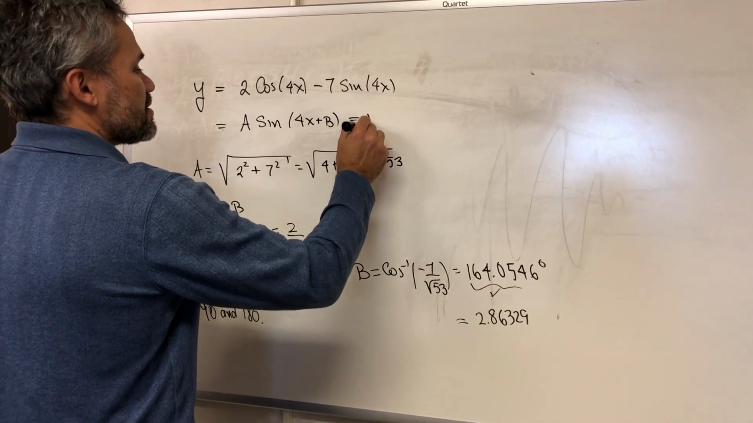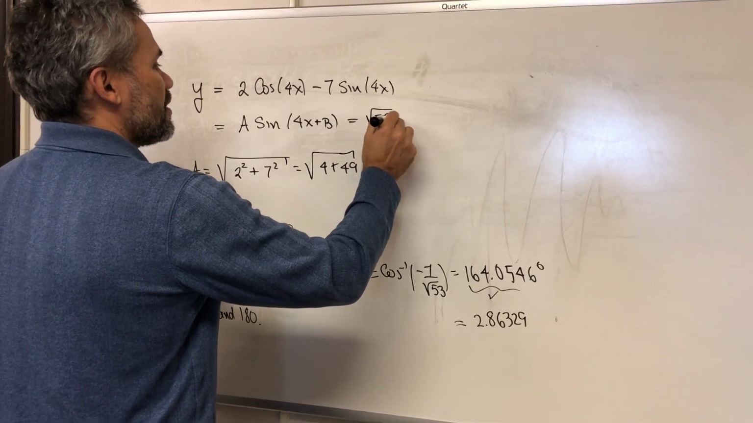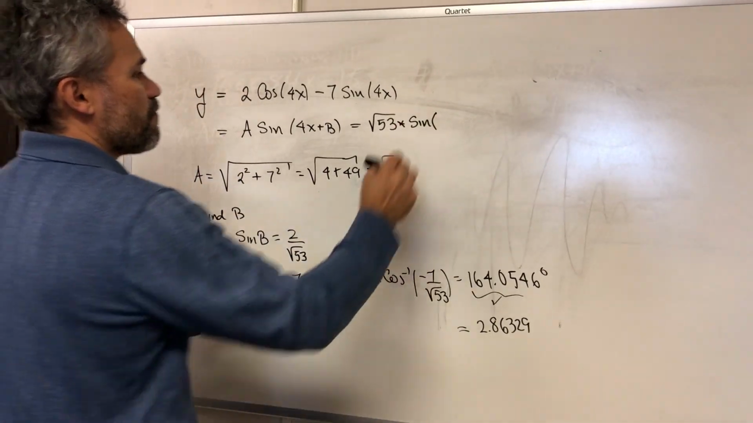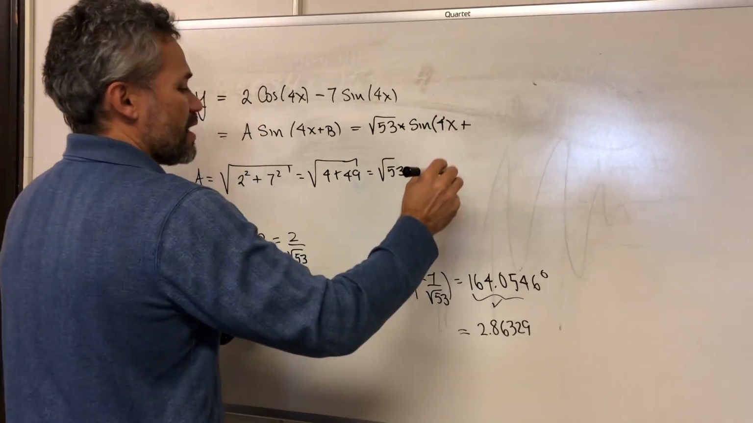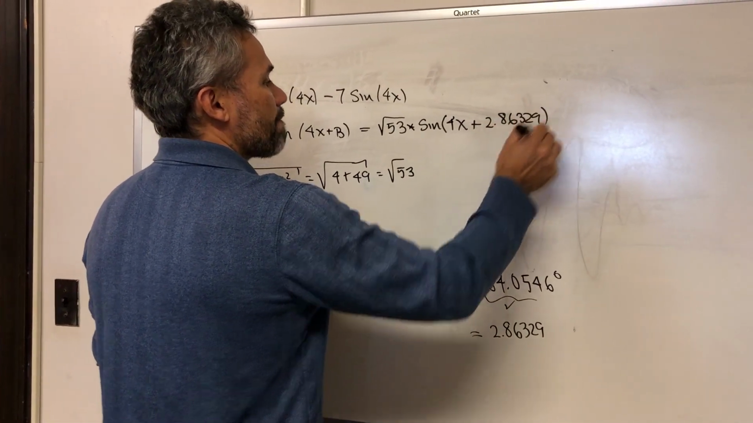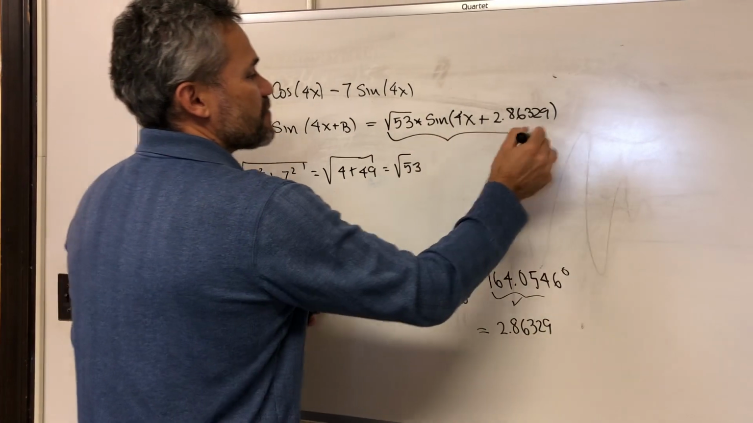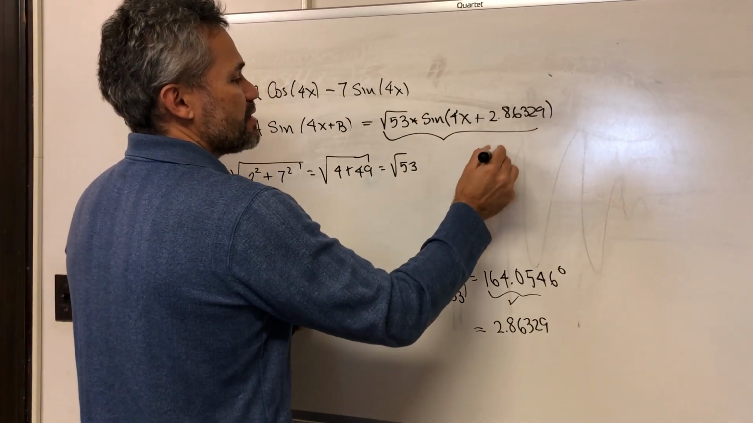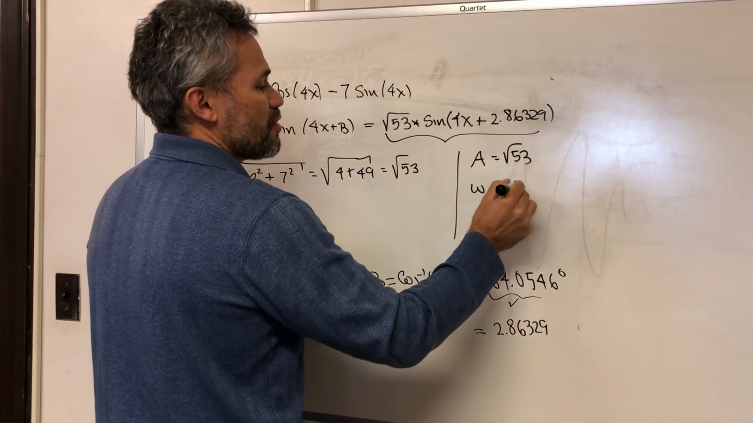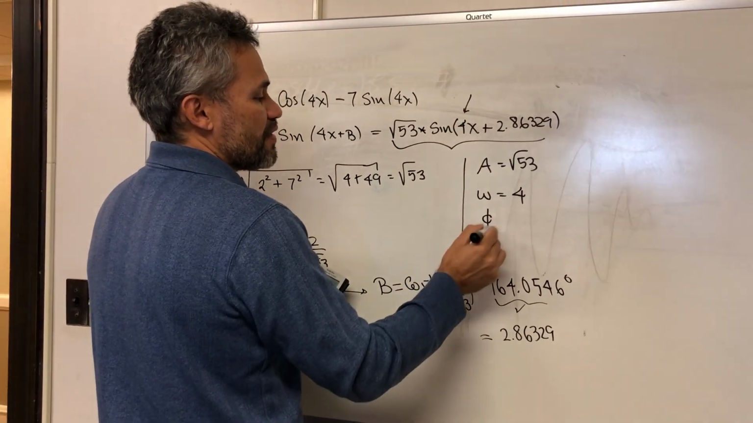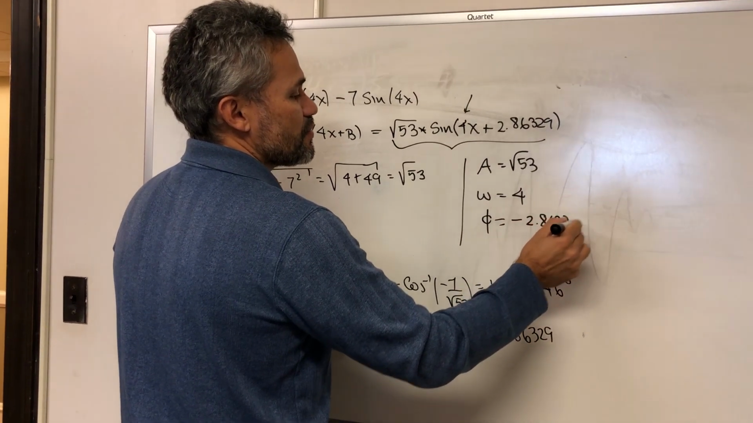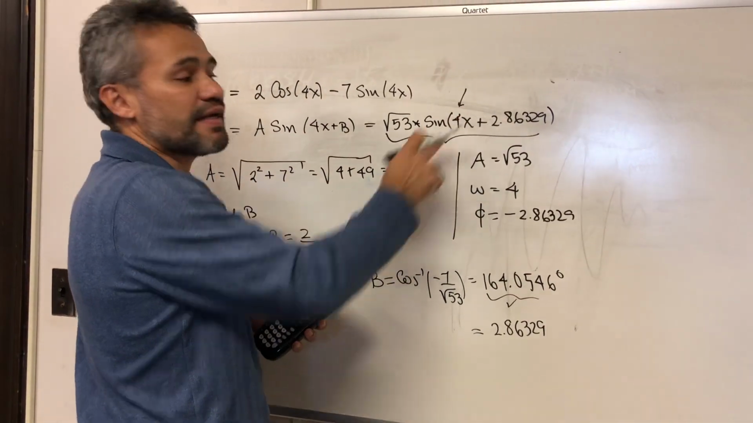And then this is just the square root of 53 times sine of 4x plus 2.86329. But now that we have this, we can say that a is the square root of 53. Omega is 4, here is omega. The phi is negative 2.86329. Remember that the phi changes the sign here.